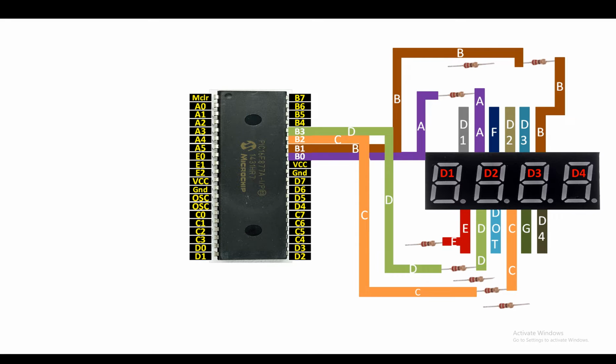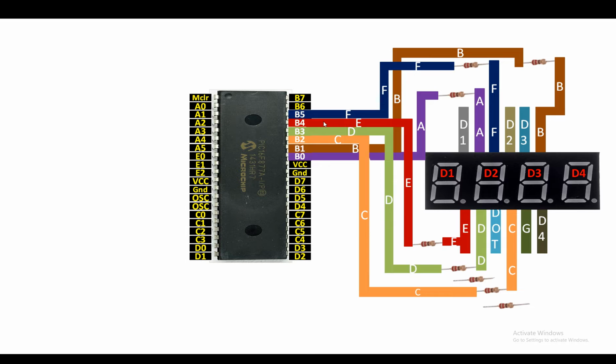Then for the E pin, connect it to one end of the 220 ohm resistor. Then from the other end of the 220 ohm resistor, send it to pin number B4. Now for the F pin, connect it to one end of the 220 ohm resistor. Then from the other end of the 220 ohm resistor, send it to pin number B5.